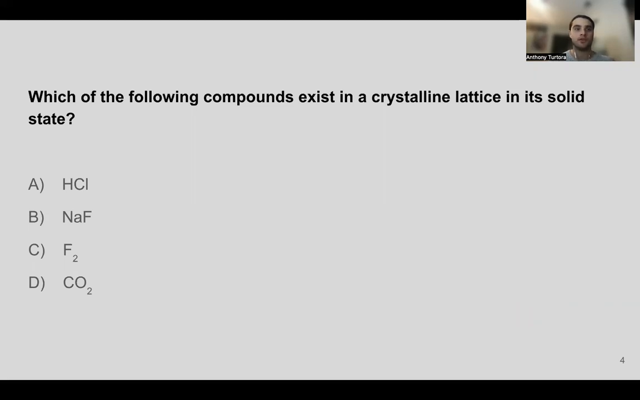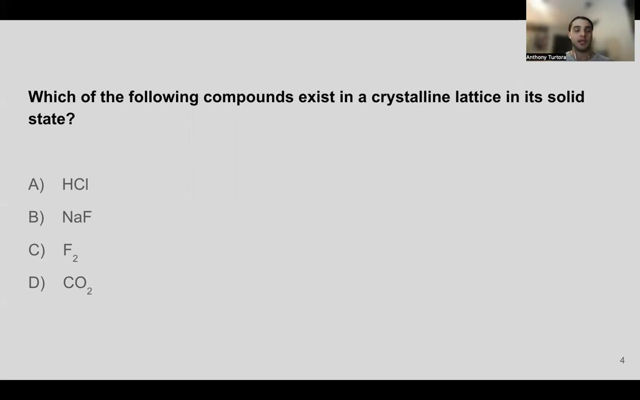All right, so the first question here states, which of the following compounds exist in a crystalline lattice in its solid state? So we have to know first what a crystalline lattice is, and that this exists for ionic compounds. Therefore, we have to know what an ionic compound is to get this question correct. Therefore, I'm going to look for the compound that is formed between a metal and a non-metal, or the compounds that have the largest electronegativity difference.